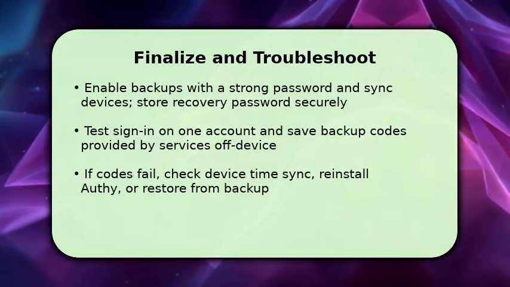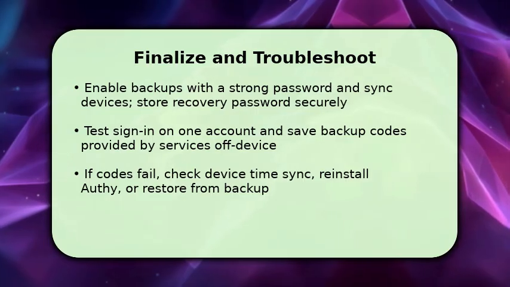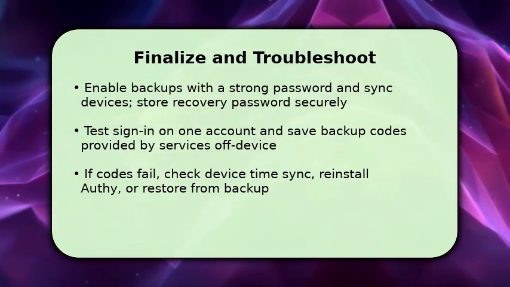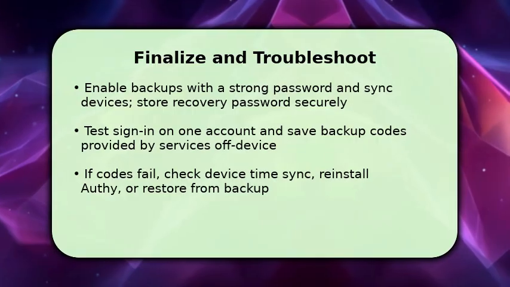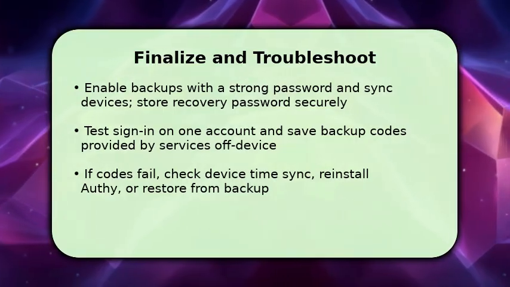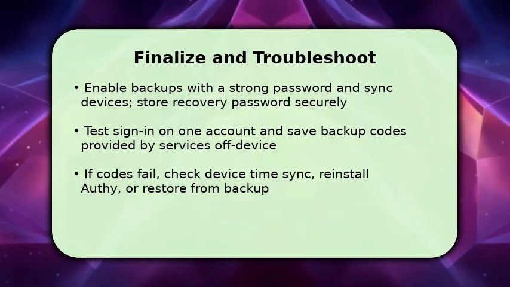If something goes wrong, first ensure your phone's time is set to automatic. Wrong time breaks codes. If problems persist, reinstall Authy and restore from your backup. That usually resolves missing or invalid token issues.